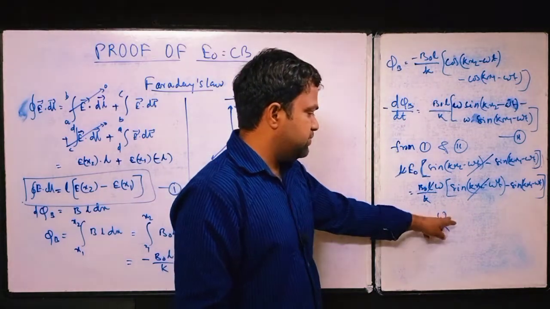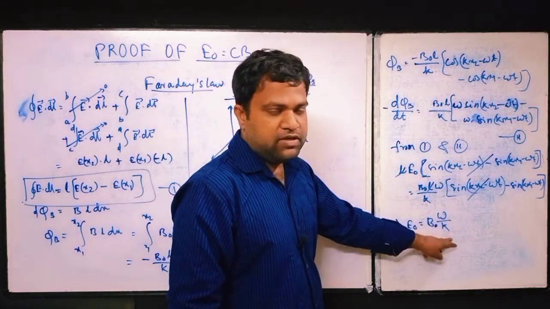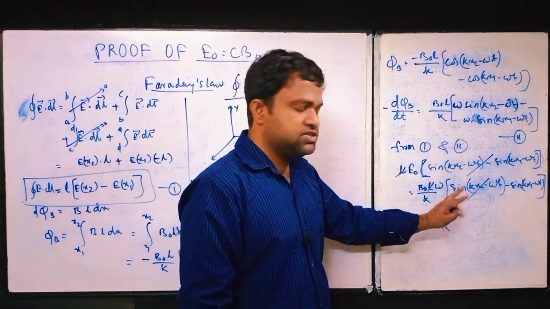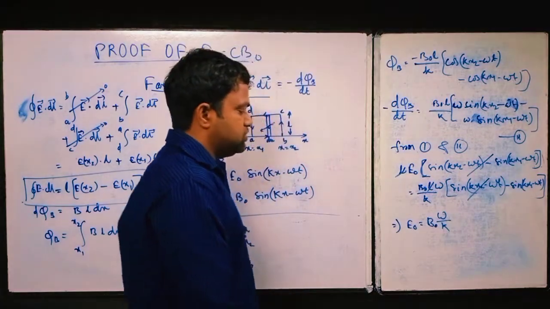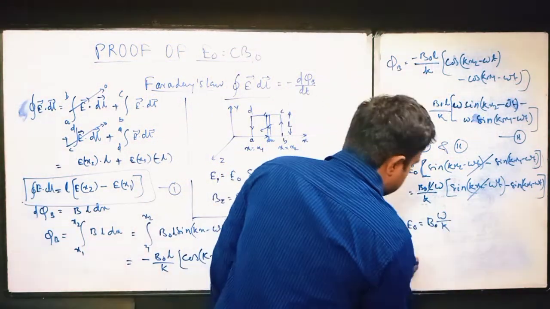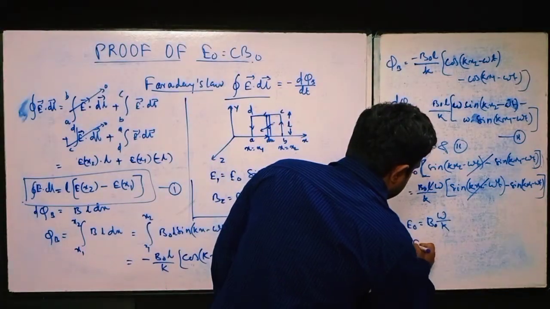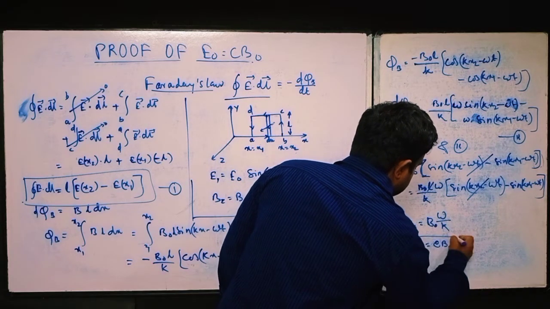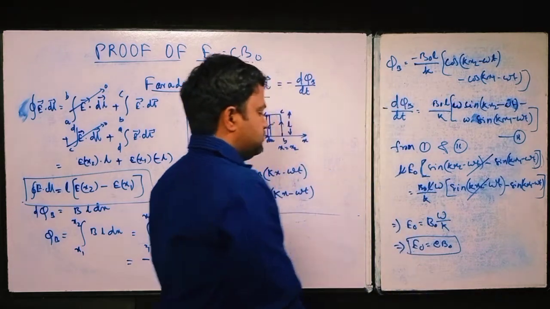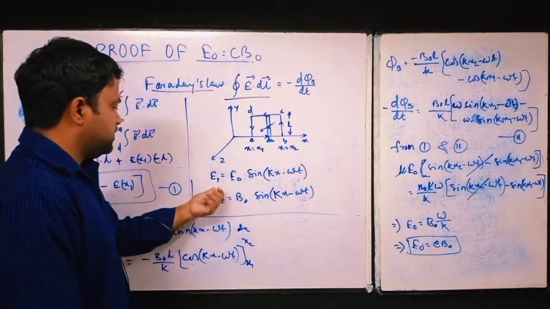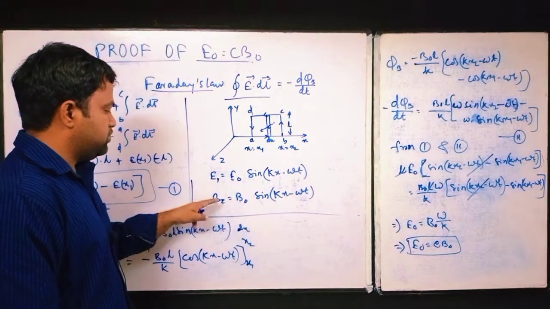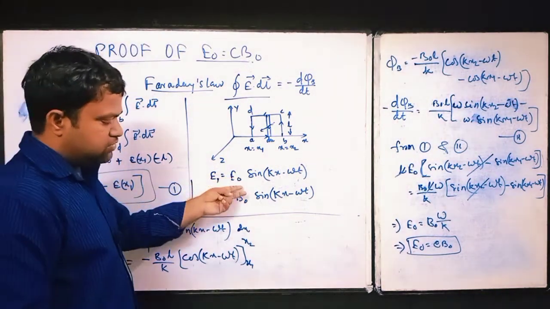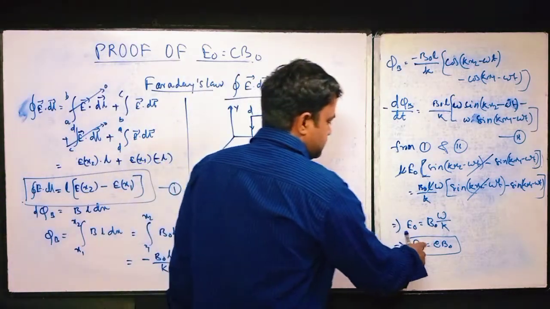Omega is 2 pi by T, and k is 2 pi by lambda, so omega by k is lambda by T, which is basically distance by time, the dimension comes out as speed. So it's basically the speed of light, c. So omega by k is c. Hence we can write that E0 equal to c B0. Both are the same. Also you can write E equal to cB, or E0 equal to cB0. So this is the proof.